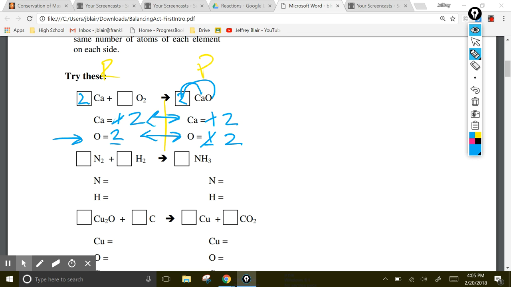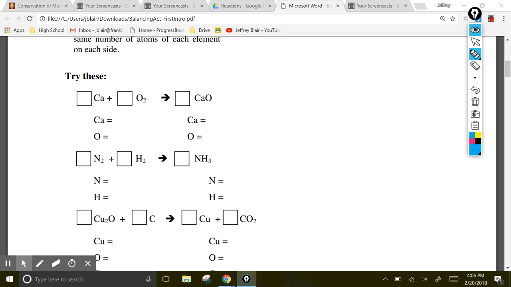The next one, I look at my subscript for N. I've got 2 of them, and for my H, I've got 2 of them. And straight across from N, I have my N on this side. I have 1 N, and I have 3 H's. So there isn't a set way to go about doing this.